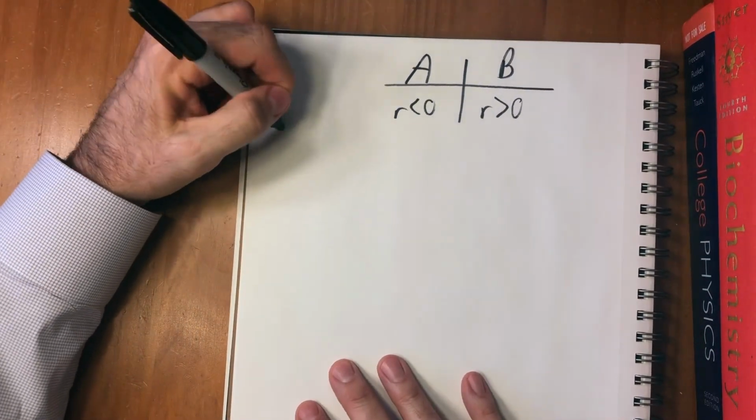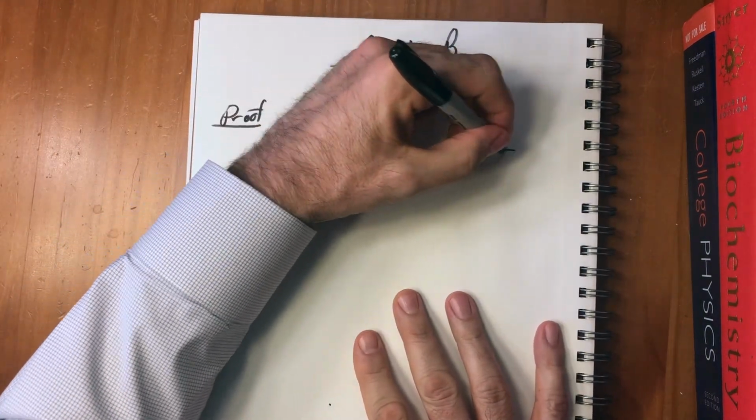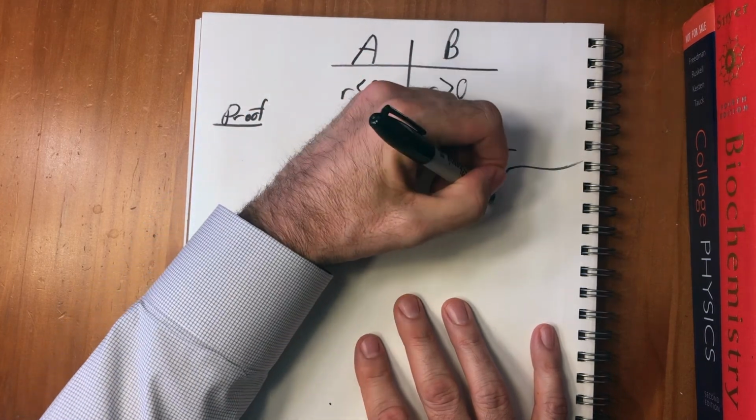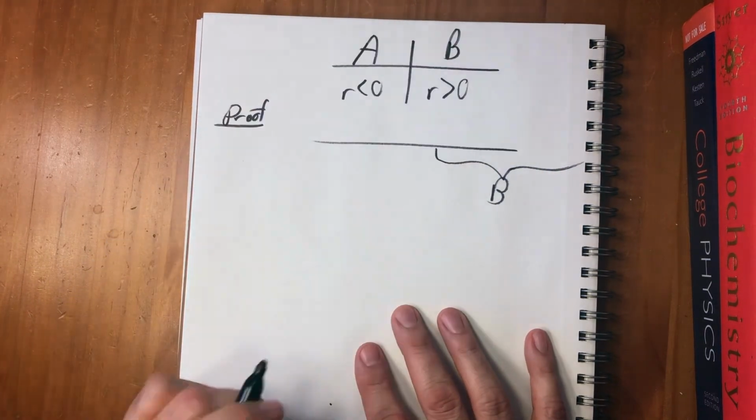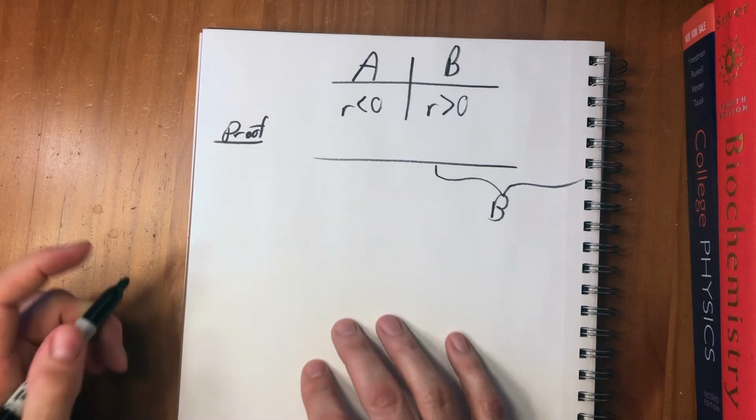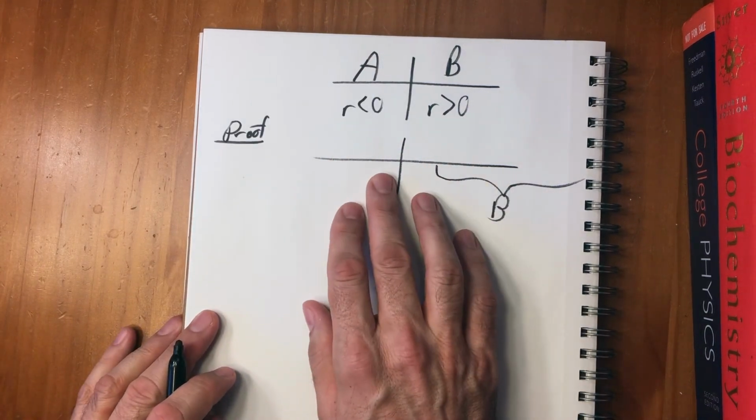That's what we want to prove. Okay, let me draw this one more time. So we have a set here with B. And we said that B is bounded below. So there's some boundary here.